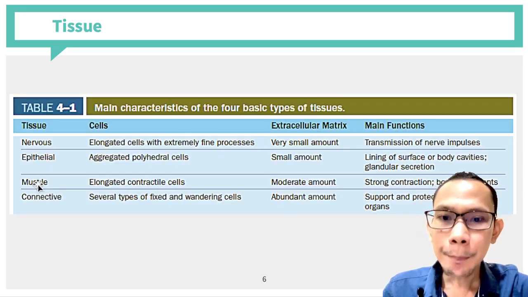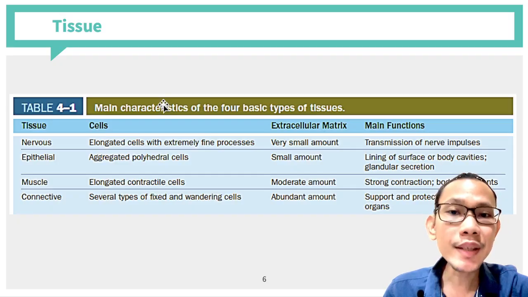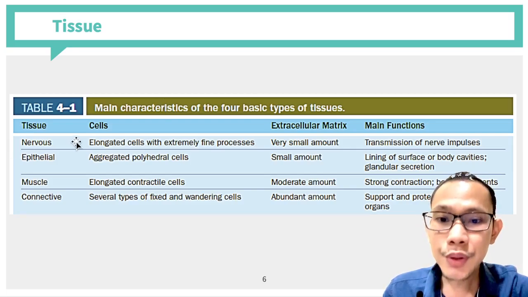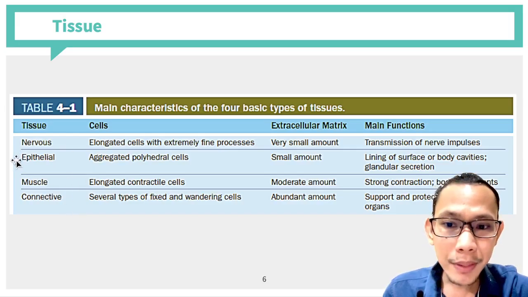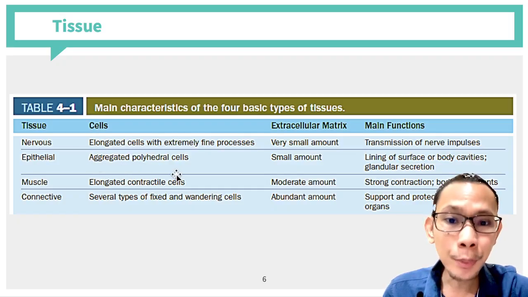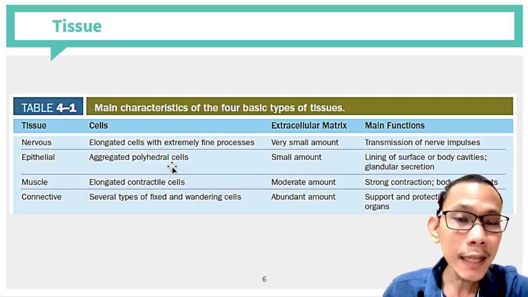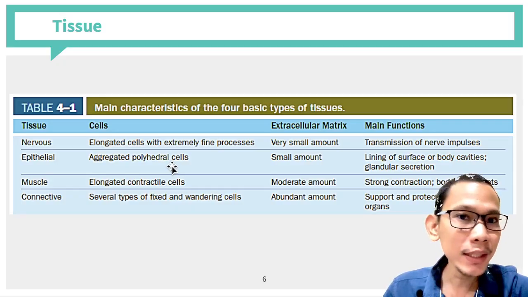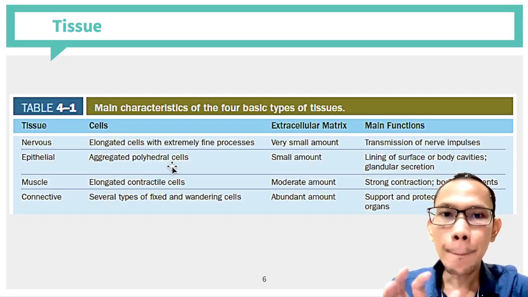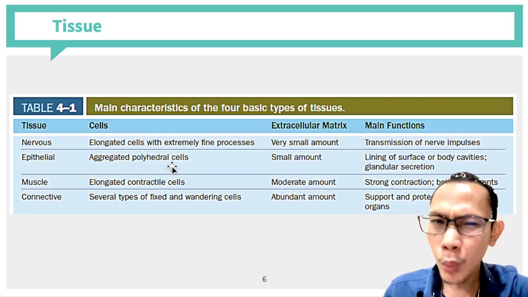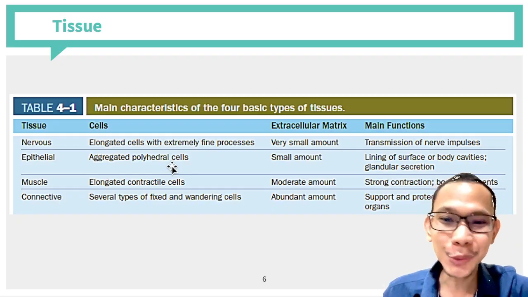So again, let's review the main characteristics of the four basic types of tissue: nervous, epithelial, muscle, and connective. Let's look at epithelial tissue first. Epithelial tissue consists of aggregated polyhedral cells. Later on, I will teach you how to properly label and identify those epithelial tissues. Per layer, you have to identify how many layers there are and what the shape of the cell is. Later on, I will teach that to you.